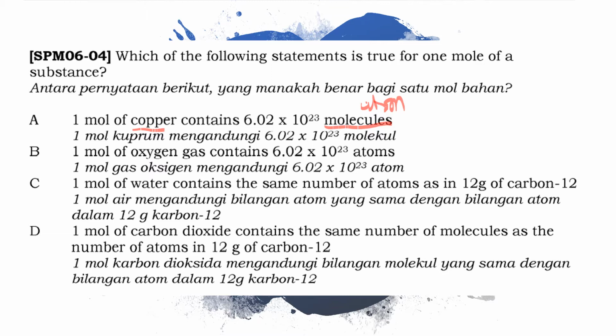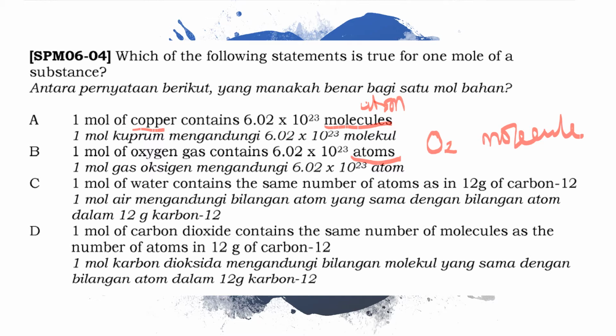B, 1 mole of oxygen gas, the chemical formula for oxygen gas is O2, contains 6.02 times 10 to the power of 23 atoms. Again, the wrong word here is atom, because oxygen gas is a compound. So the type of particle for a covalent compound is molecule.